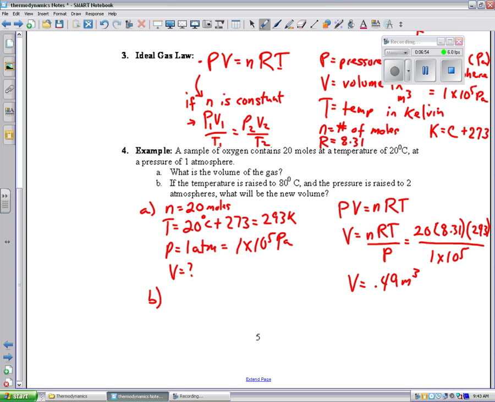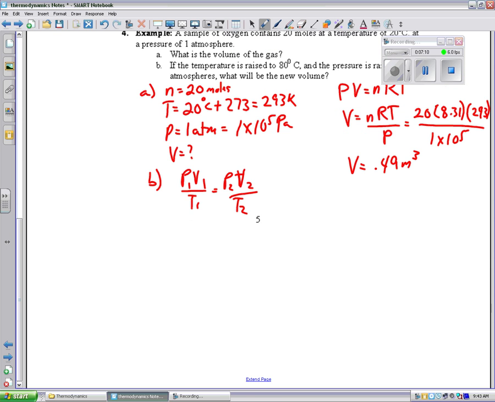For part B, we want to know if the temperature is raised to 80 and the pressure is raised to 2, what will be the new volume? There's a couple ways to do it, but I want to show you using it this way. P1 V1 over T1 equals P2 V2 over T2. So we'll put in our originals. For 1, it's going to be 1 times 10 to the 5th, V1 was 0.49, and T1 was 293 Kelvin.